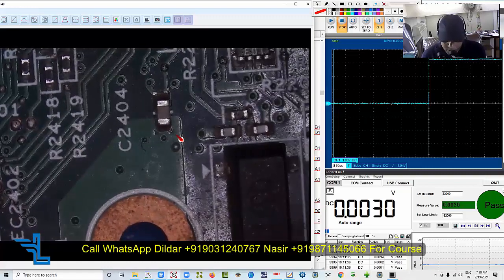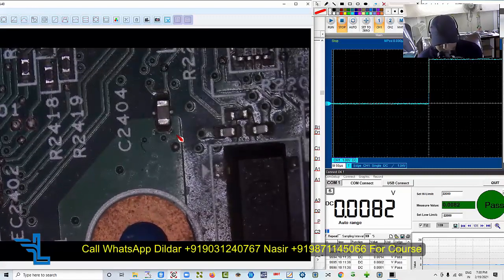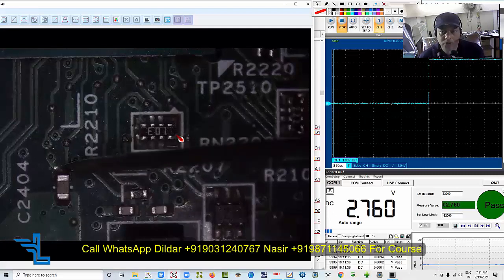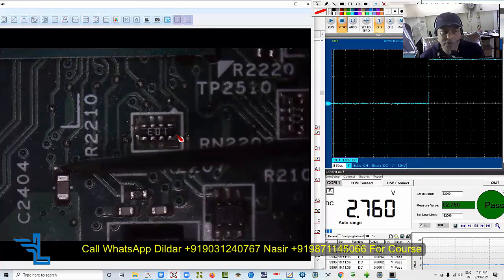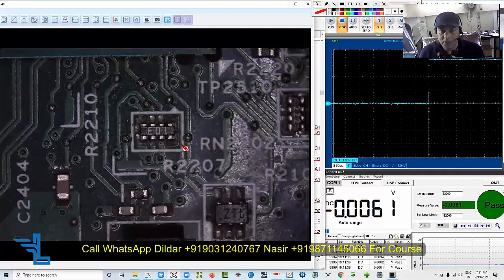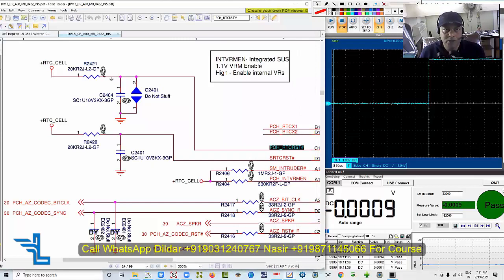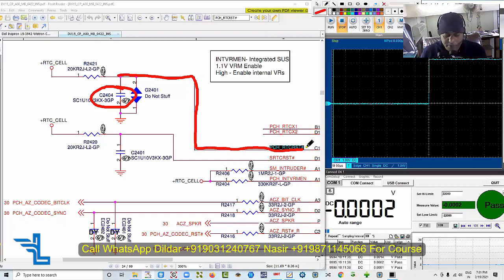Now let's check it. We have 2.76 volt available on this C2404. I think this is the number. Yes, this is what we are checking. So if it is available here, then we cannot have any doubt that it is not going to the, if the board is very fresh, there is no physical damage, so it is definitely going to the PCH.